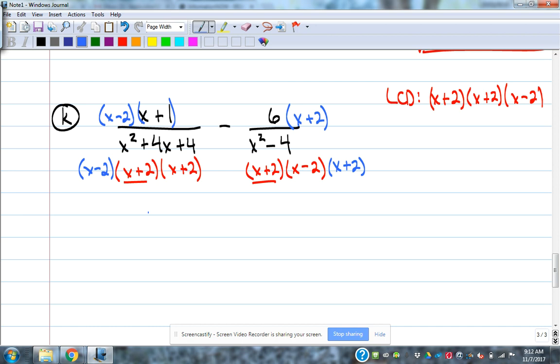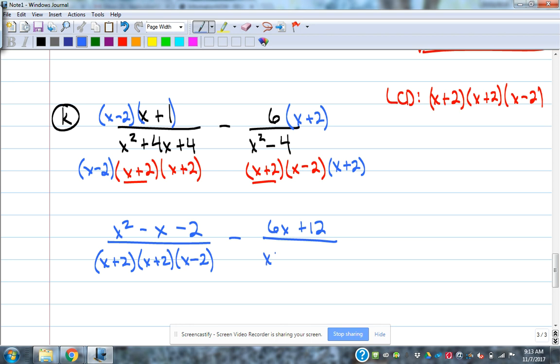And then multiply it out. x times x is x squared. x times 1 is x. Negative 2 times x is negative 2x. So that's negative x minus 2. And then x plus 2, x plus 2, x minus 2. You could write that as x plus 2 squared if you wanted to. It doesn't help you any, but you could. And this would be 6x plus 12, and x plus 2, x plus 2, x minus 2.